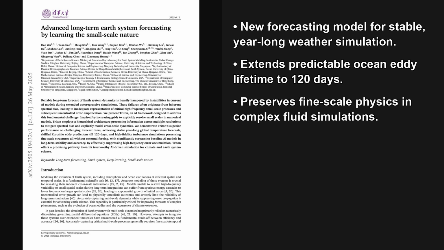Today, we're looking at a trending paper called Advanced Long-Term Earth System Forecasting by Learning the Small-Scale Nature. The core problem it tackles is that AI models for climate prediction often become unstable over long simulations. This is because of a problem called spectral bias, where models are good at learning big patterns, but fail to capture small-scale, high-frequency details. So the researchers propose a framework called Triton, which uses a hierarchical architecture, meaning it processes information at multiple resolutions simultaneously to explicitly model those small details and prevent errors from accumulating.